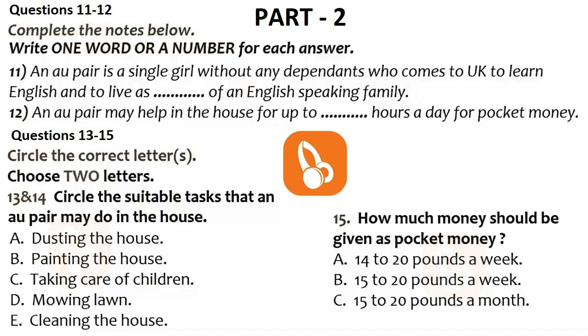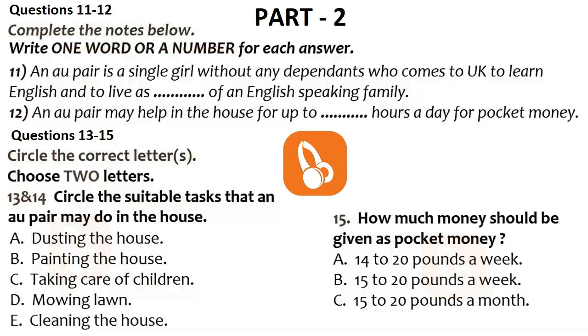What is an au pair? An au pair is a single girl without any dependents who comes to the UK to learn English and to live as part of an English-speaking family. She is not a domestic servant, but may help in the house for up to 5 hours a day for pocket money. Suitable tasks would be light housework and taking care of children. She should have 1 day each week completely free, and she should be free to attend language classes and religious services if she wishes.